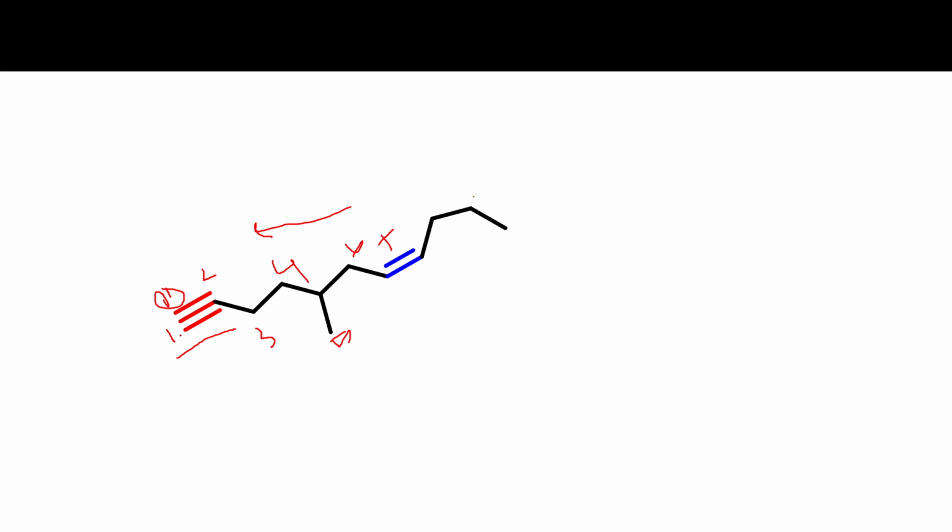So if we start the numbering from this side, 1 2 3 4 5 6 7, 8 9 10 11. So what is the name of this compound? What will be the prefix? This one will be our prefix. So this will be 5 methyl.